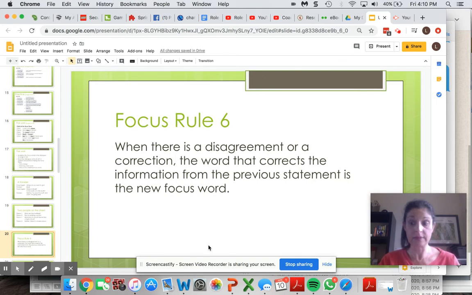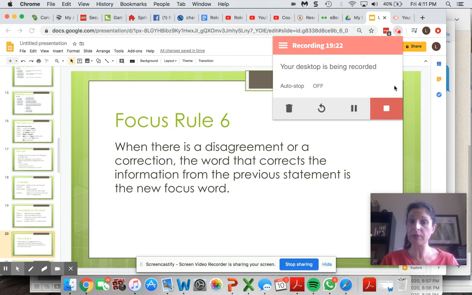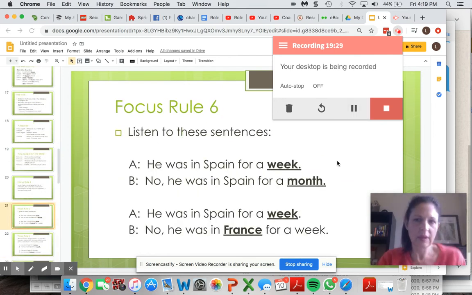Focus rule 6. When there's a disagreement or a correction, the word that corrects information from the previous statement is the new focus word. What does that mean? Let's look at some examples.